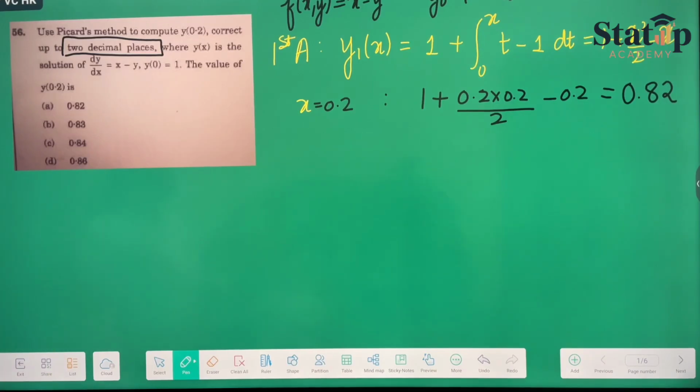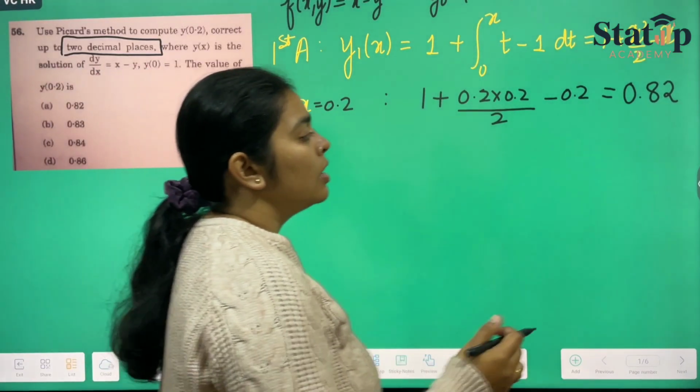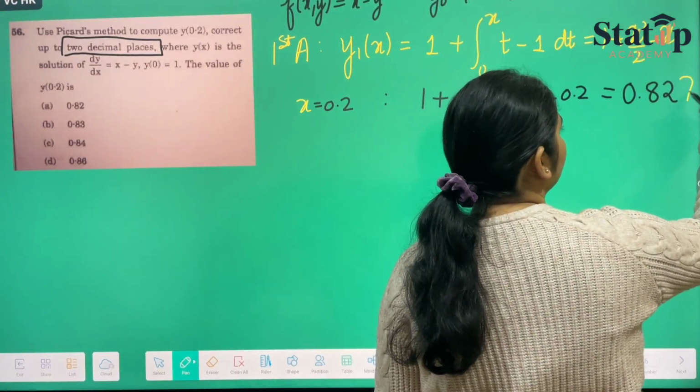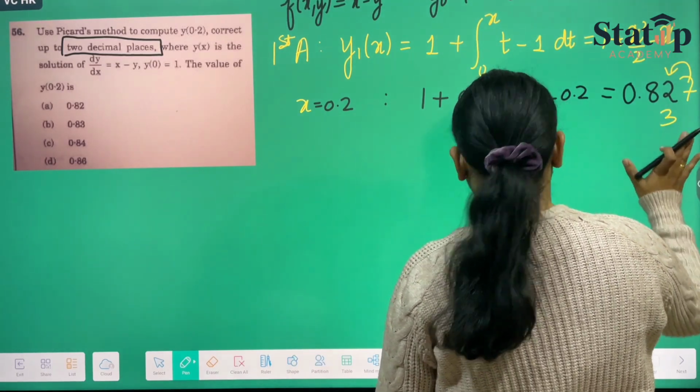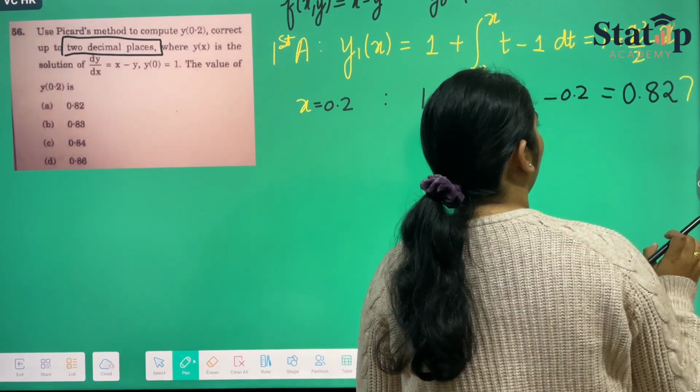So some of the people will take this answer as correct, but this will not be correct, because of the next number. If the next number is, suppose, 7, then this is not the approximate value. This should be 3. So this is not our answer.